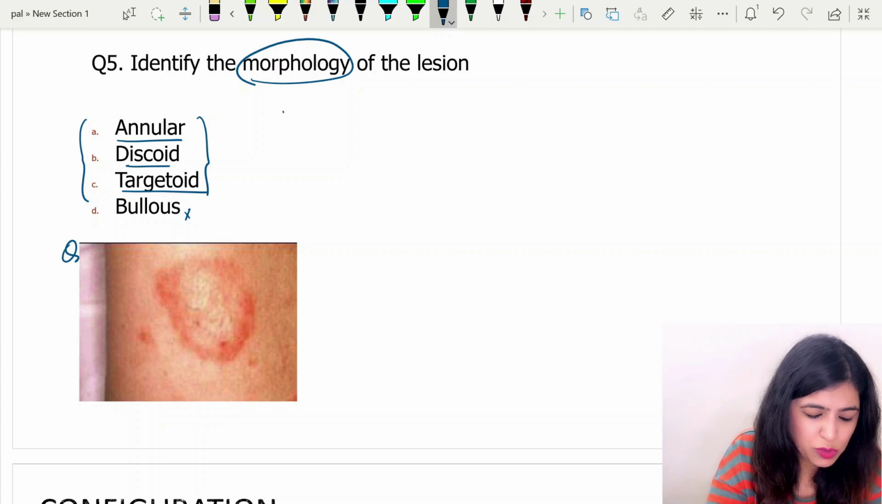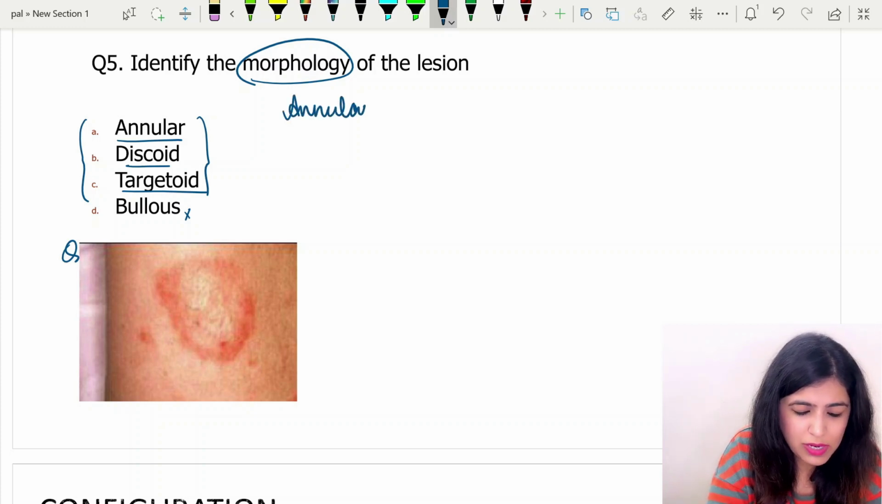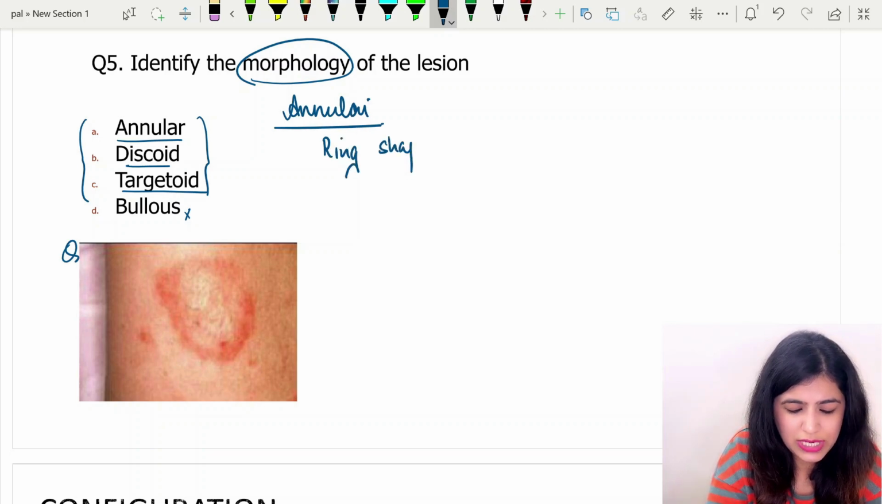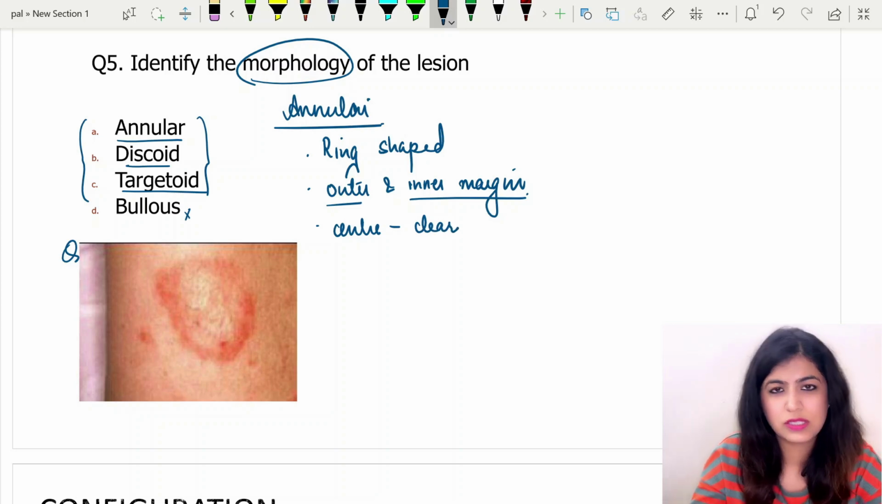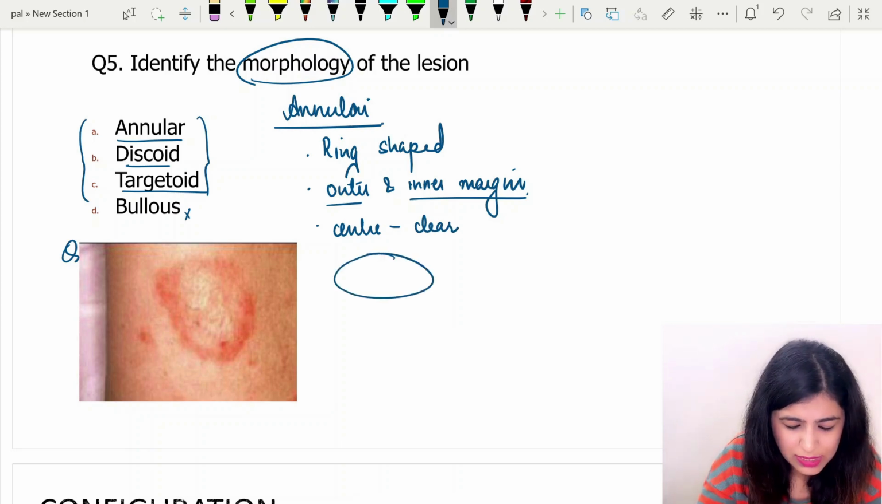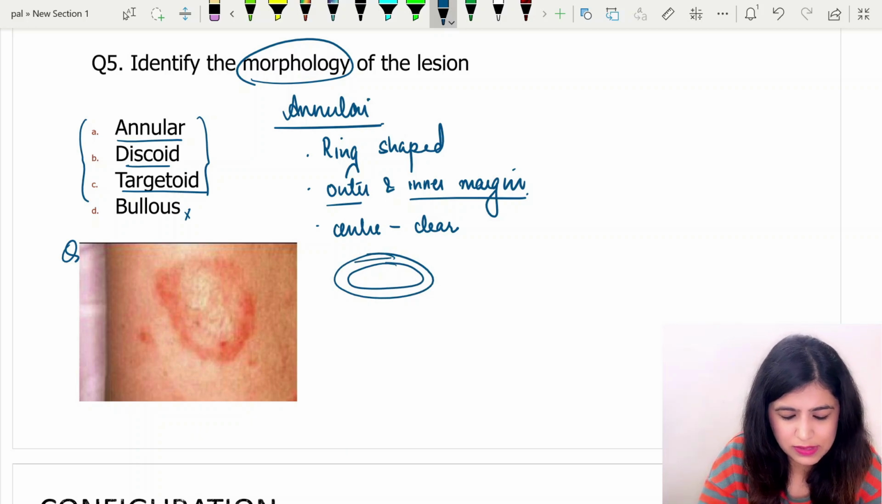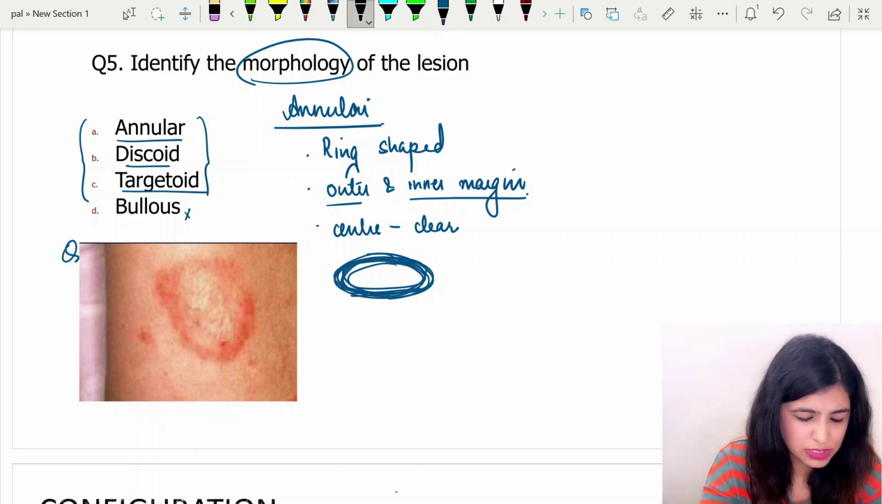Now, let me tell you what is annular. When we talk about an annular lesion, annular means a ring shaped lesion which has clear outer and inner margins. So this is a lesion which has an outer and an inner margin. The center is cleared. There is nothing in the center. So this will be a lesion which will look like this. So there will be a clear inner and outer margin. This is an annular lesion.